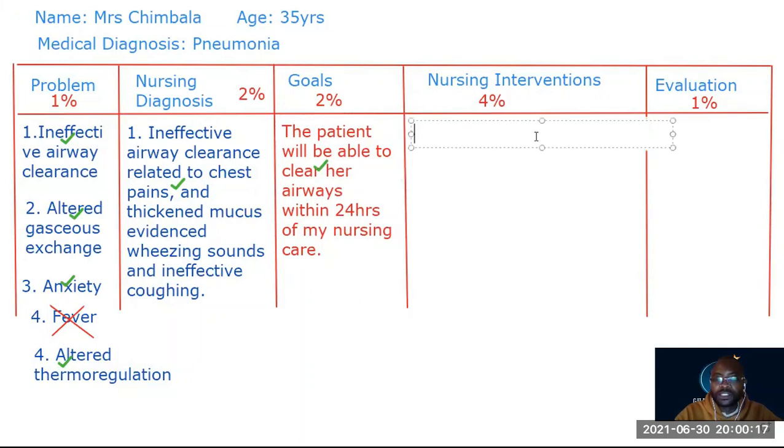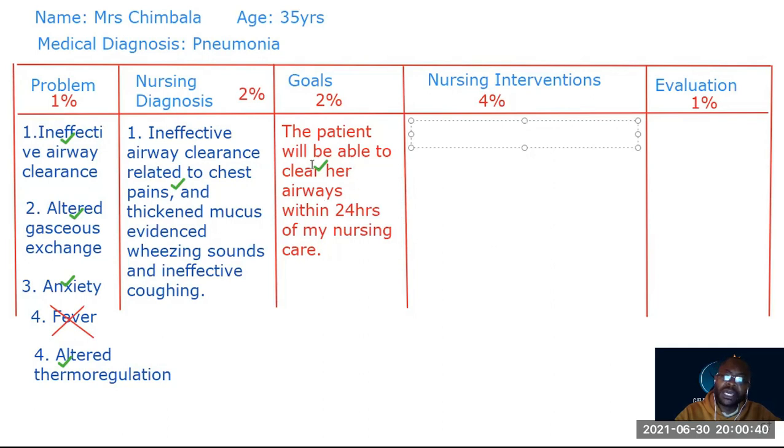Let's look at the interventions now. How can you write your intervention? For this goal, I would say it's a short-term goal. Okay, this is my short-term goal. I want my patient to be able to clear her airways within 24 hours.